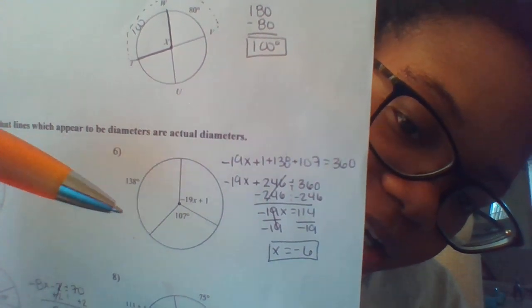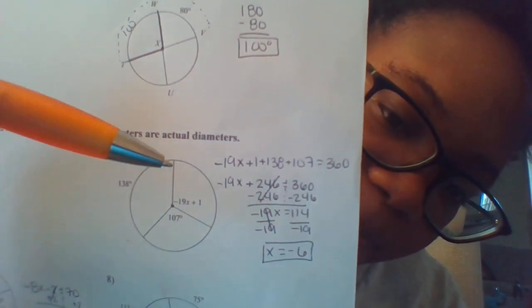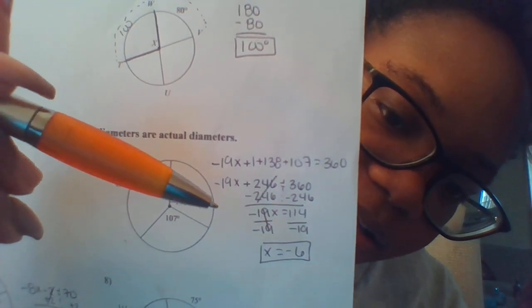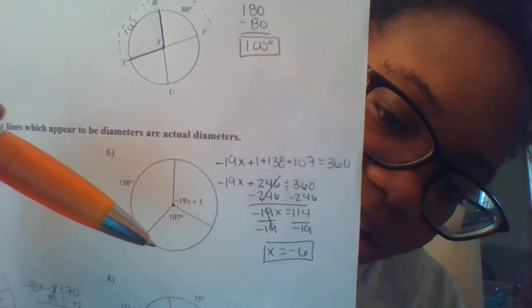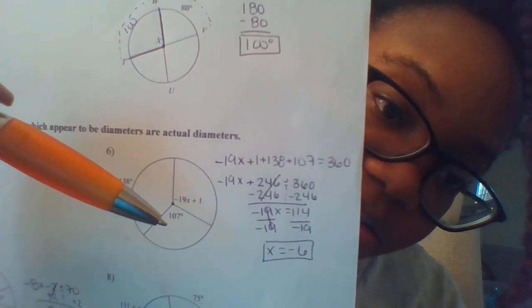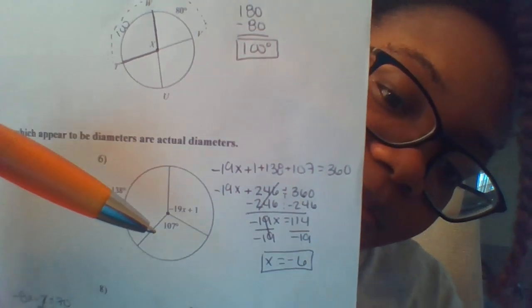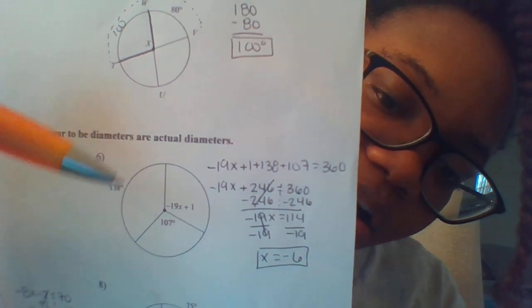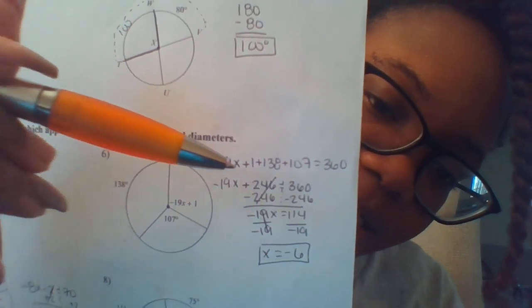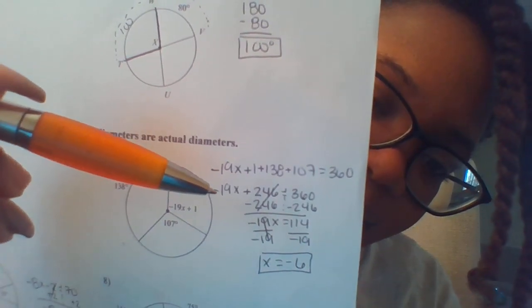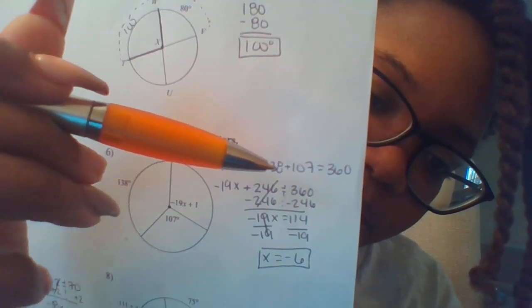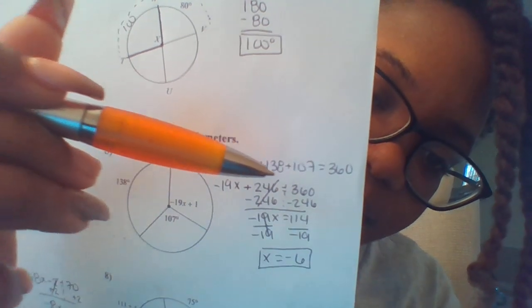So this arc is 138 degrees. This arc is negative 19x plus 1. This arc is 107 degrees. As we said, all 3 arcs have to add to 360, so all I did was add all 3 arcs and set it equal to 360. So we have negative 19x plus 1 plus 138 plus 107 equals 360.